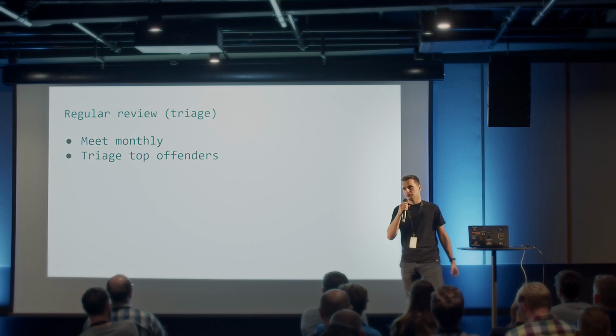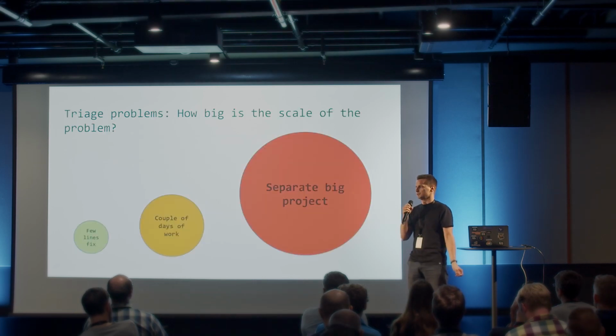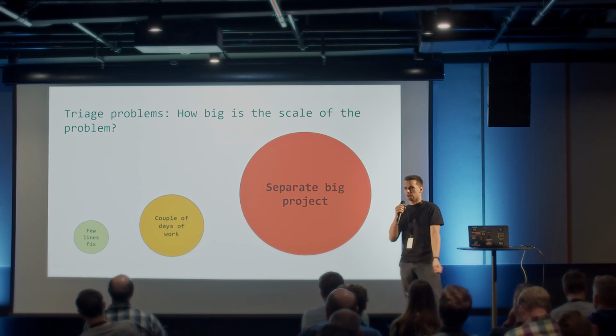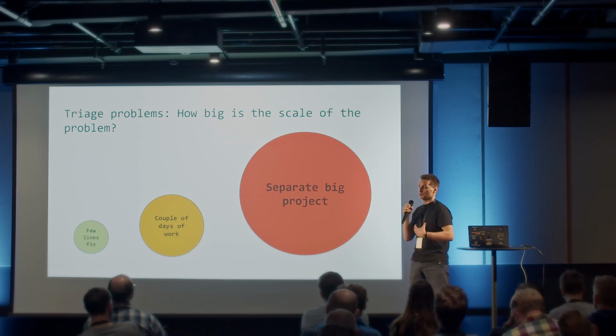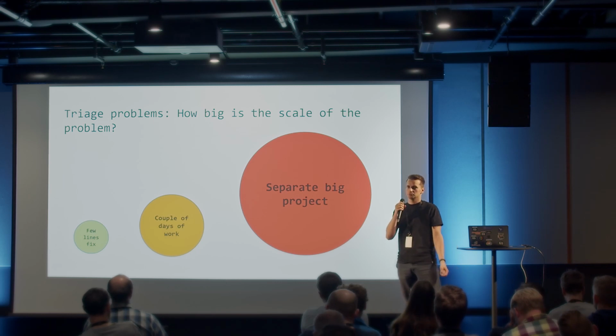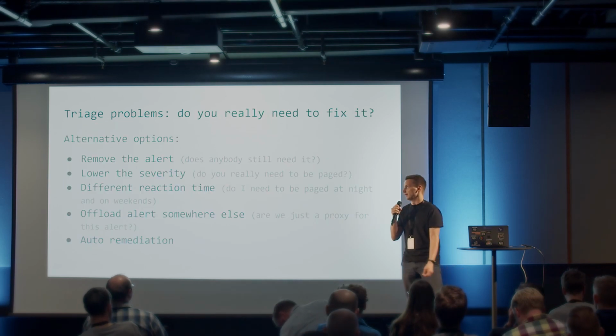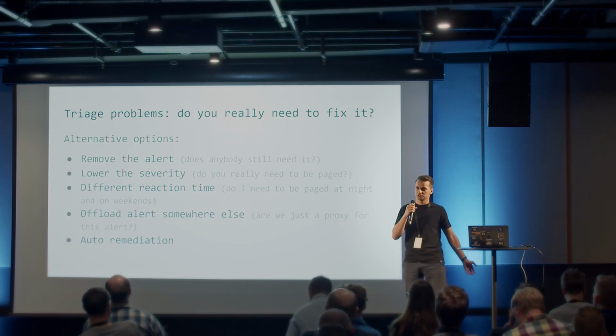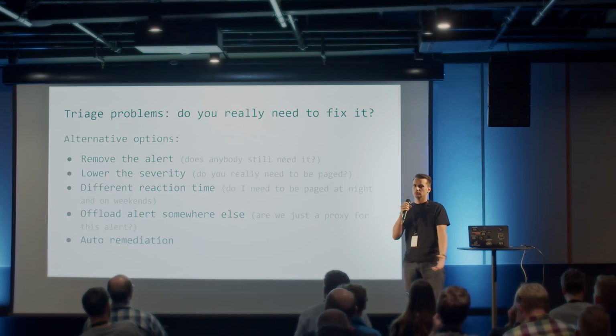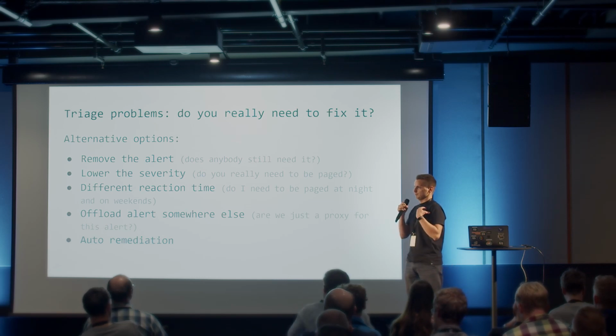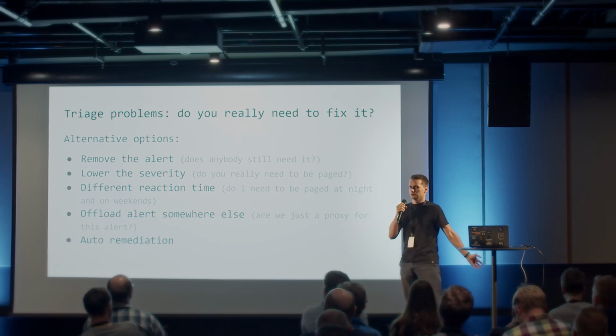By triaging, I mean identifying the root cause of the problem and a possible way to fix it. It can be just a few-line fix, or it can be a separate big project. This is one way to think about that, but there are other possible approaches here. First of all, you should consider if you need this alert at all. For example, the alert may have been created ages ago and nobody cared to reassess its necessity.